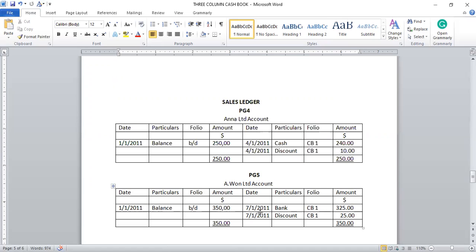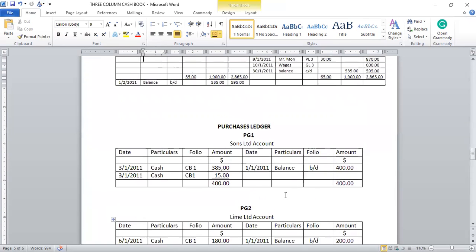So 7 January 2011, the date, particulars bank, was paid by check to bank. That's where the corresponding entry can be found. Folio cash book page 1, $325, and a discount of $25 given. So 7/1/2011 discount, particulars, folio cash book page 1, that's where the corresponding entry can be found, and show the discount 25. So the amount of $350 was cancelled. Paid complete. So the next transaction.